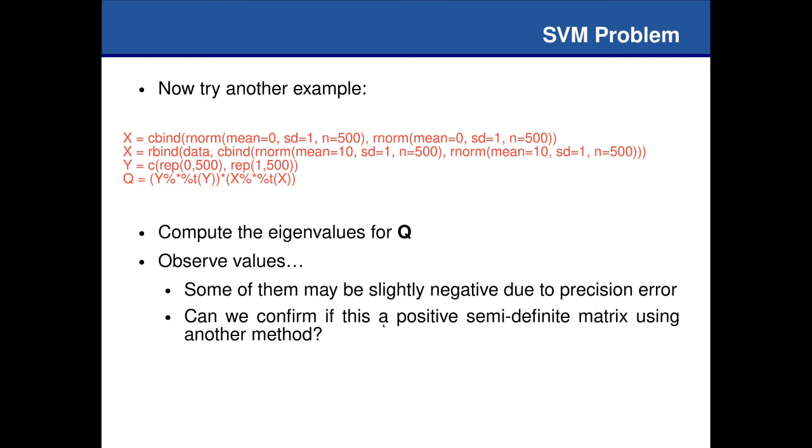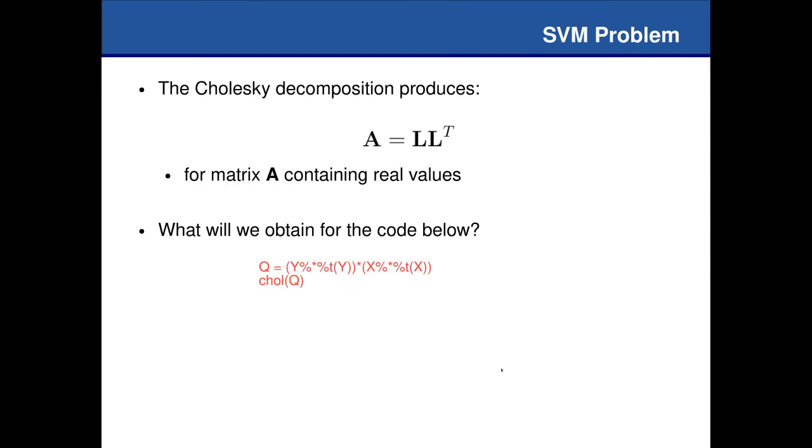Can you confirm if this is a positive semi-definite matrix using any other method rather than the eigenvalues? Yes, we can. There is a very, very important method for that, which is the Cholesky decomposition. The Cholesky decomposition decomposes a matrix A into L and L transposed. So actually, this matrix A has to be symmetrical to perform the decomposition.